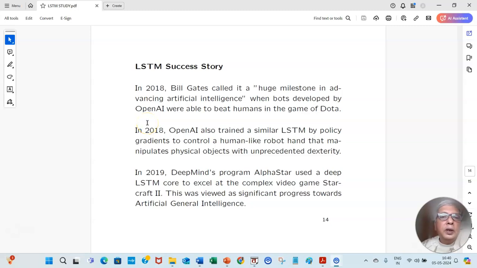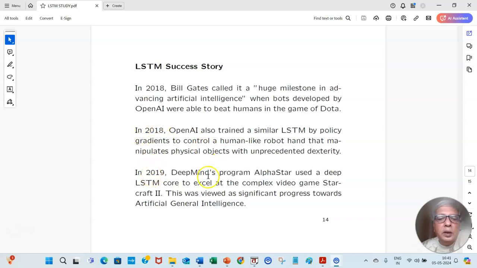We're not going into mathematical studies, so let us study some success stories of LSTM. In 2018, Bill Gates called it a huge milestone in advancing artificial intelligence when bots developed by OpenAI were able to beat humans in the game of Dota. I don't know what the game of Dota is, but it performed intelligently. In 2018, OpenAI also trained a similar LSTM by policy gradients to control a human-like robot that manipulated physical objects with unprecedented dexterity. That happened in 2018.